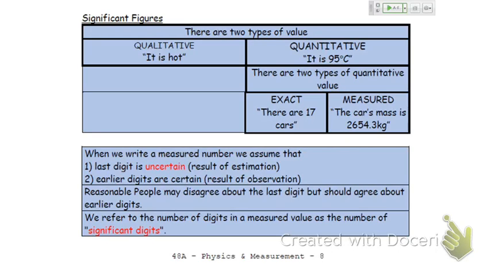The earlier digits are the result of observation. Reasonable people may disagree about the last digit, and that's okay. But they should not disagree about the early digits. And we refer to the number of digits in our measure, so we can talk about this thing. We call it the number of significant digits, sometimes called the number of significant figures, but it's really the number of significant digits.